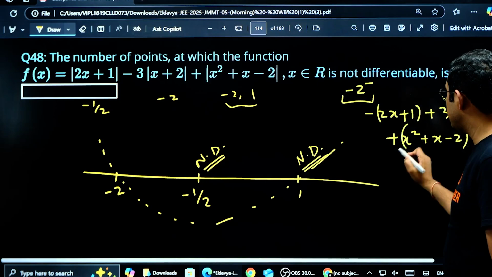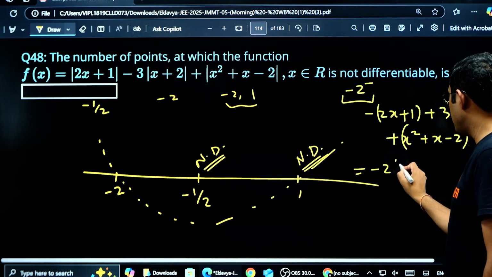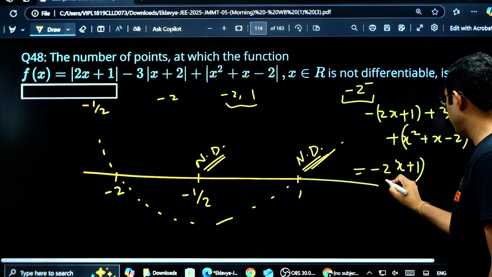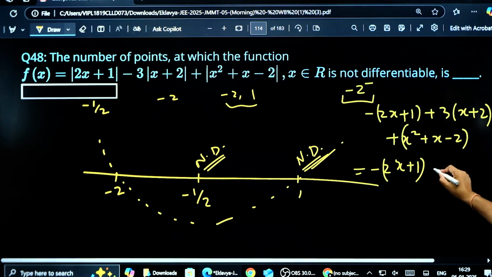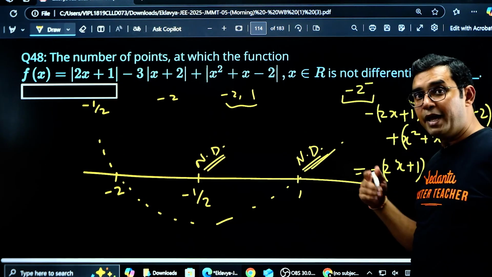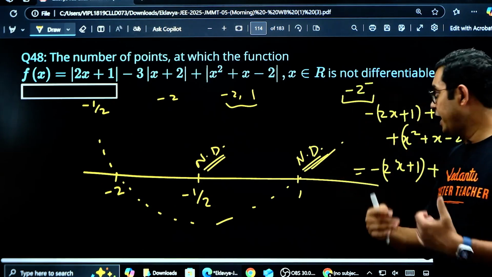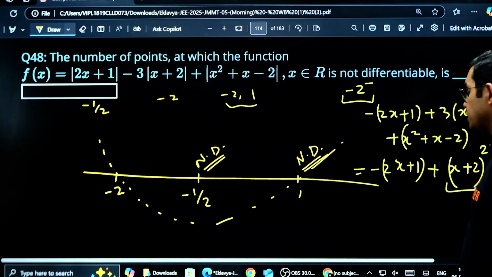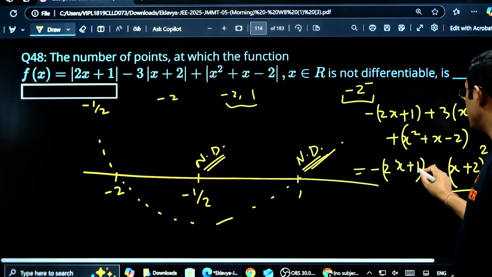Now there is one very interesting thing happening here. Please see, I will not change this minus 2x plus 1 thing. But if you look at these two things, you will find it is actually becoming x plus 2 whole square. Please see, x plus 2 whole square, x square plus 4x plus 4. So at minus 2 minus, before minus 2, this thing is becoming a perfect square, whereas this is minus 2x plus 1.